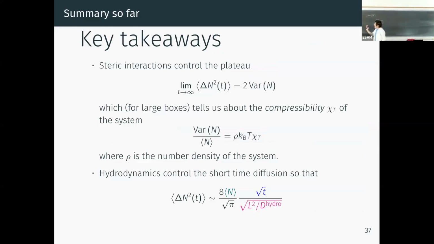So I want to talk a little bit about what the plateau actually is. It's a fairly straightforward calculation to show that for long times, the mean squared displacement actually gives you the variance of the number of particles. It's also maybe not that bad to make an argument that the variance normalized by the mean number of particles tells you something about the compressibility of the system. So these plateaus are really telling us about the compressibility. So you have a simple liquid, a fluid with a bunch of particles in it. How does that change how compressible it is when you apply forces to it? And hydrodynamics are, of course, telling you something about the short time behavior. So hydrodynamics control short time, and sterics control the long time behavior, which physically tells us something about compressibility in these systems.